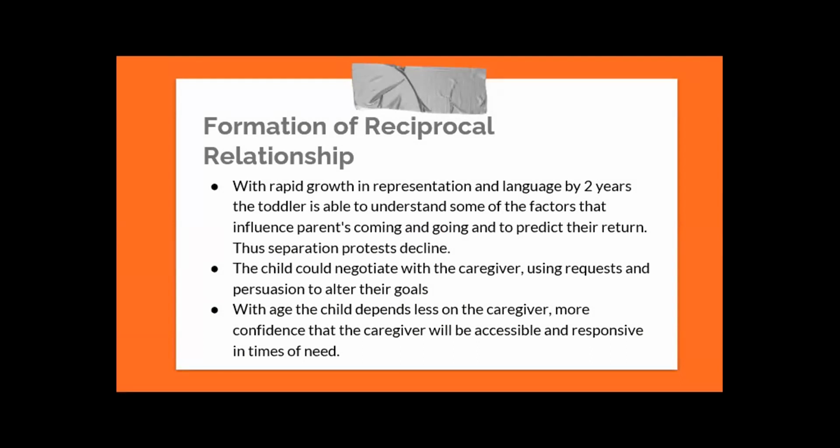By 2 years, the toddler is able to understand some of the factors that influence parents coming and going and to predict their return. Thus, separation anxiety declines. The child is also able to negotiate, as the child uses requests and persuasion to alter the goals of the adult. With age, the child depends less and less, and he has more confidence that the adult is accessible and responsive in times of need.